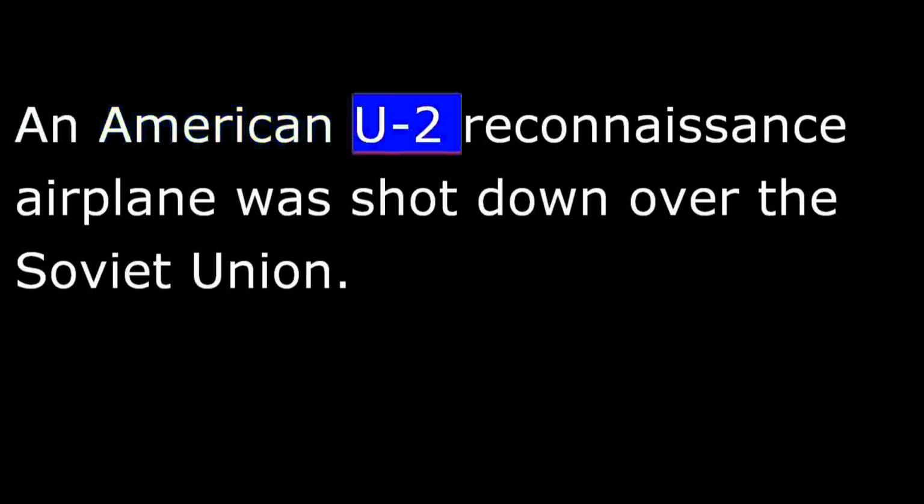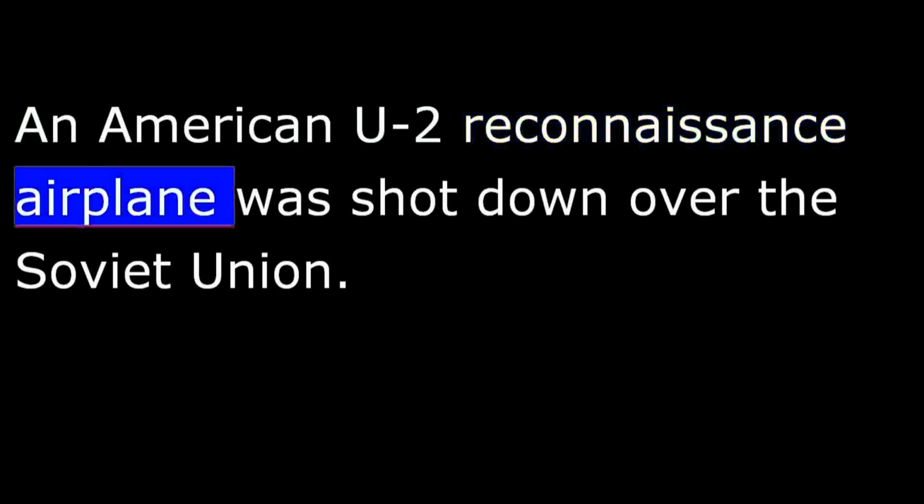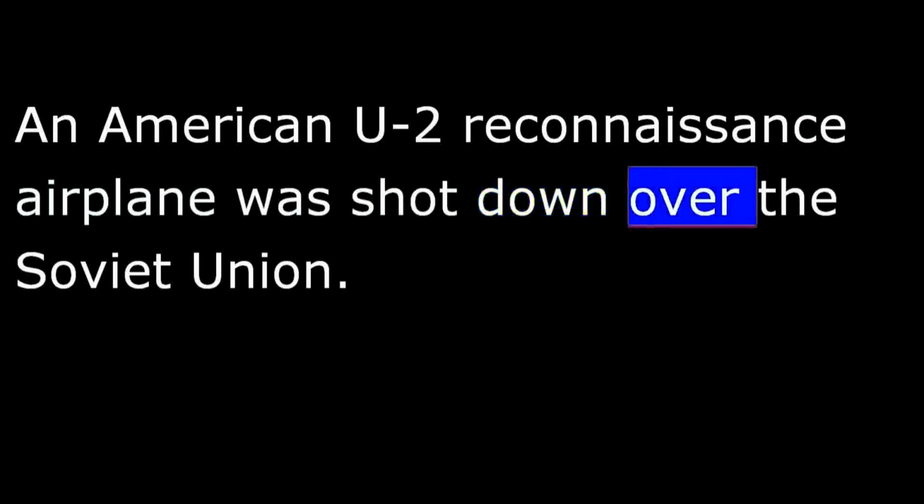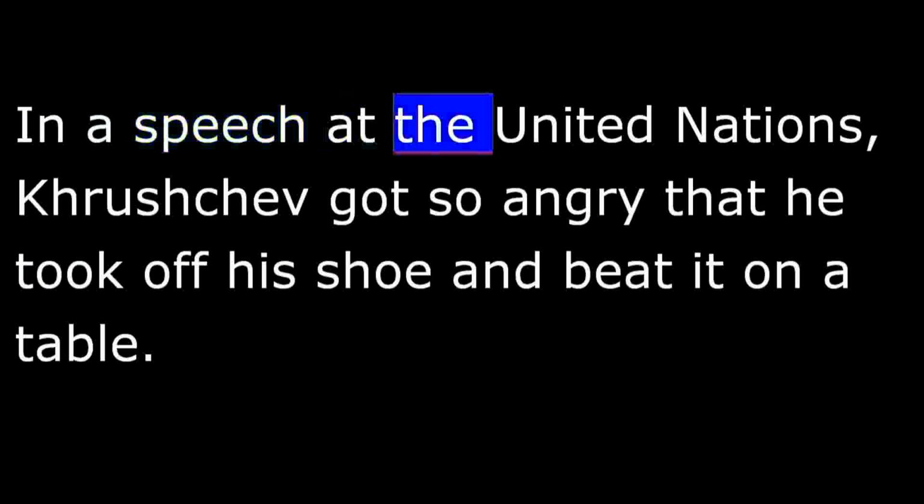An American U-2 reconnaissance airplane was shot down over the Soviet Union. The plane and its pilot, Francis Gary Powers, were captured. Eisenhower admitted that such planes had been spying on the Soviets for years. In a speech at the United Nations, Khrushchev got so angry that he took off his shoe and beat it on a table.